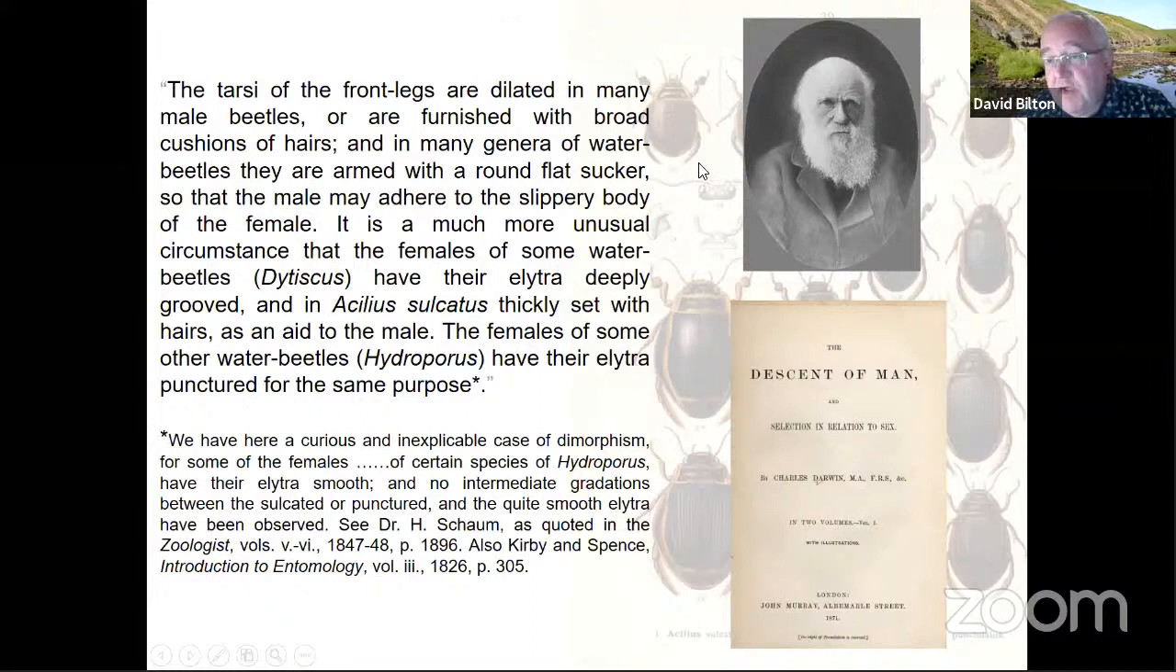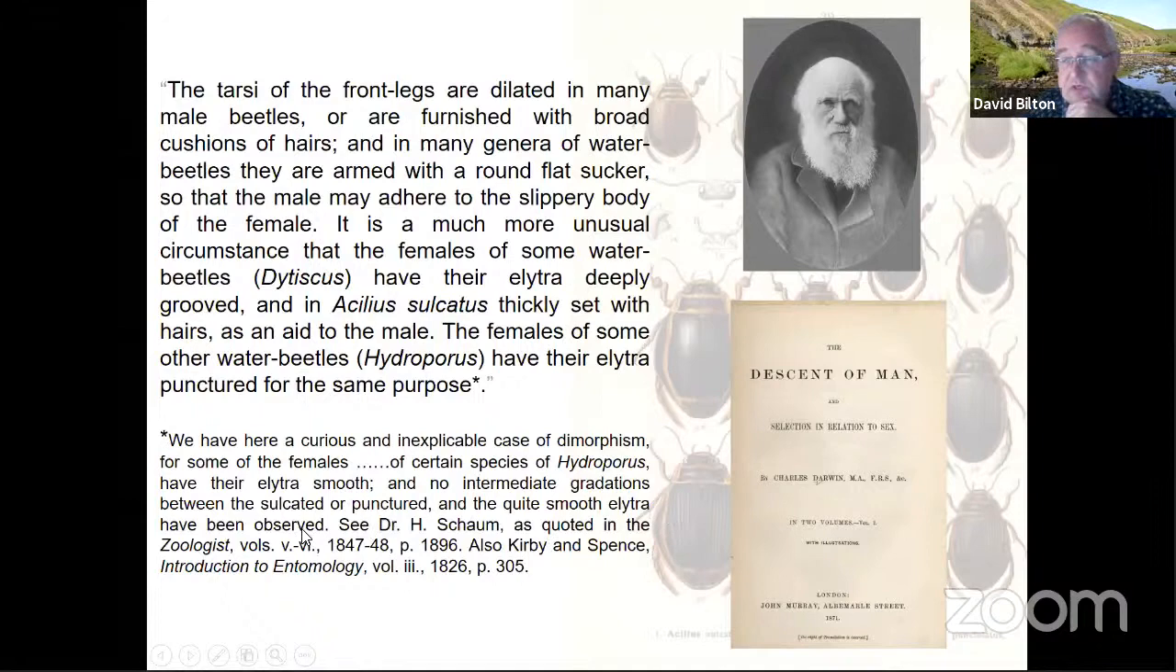These function in exactly the opposite manner. Going on to Darwin's quote, he says, "The females of some other water beetles, Hydroporus, have their elytra punctured for the same purpose." So they're heavily set with little depressions on the surface. And he also has a footnote, where he says, "We have a curious and inexplicable case of dimorphism: some of the females of certain species of Hydroporus have their elytra smooth, and no intermediate gradations between the sulcated or punctured and the quite smooth elytra have been observed."